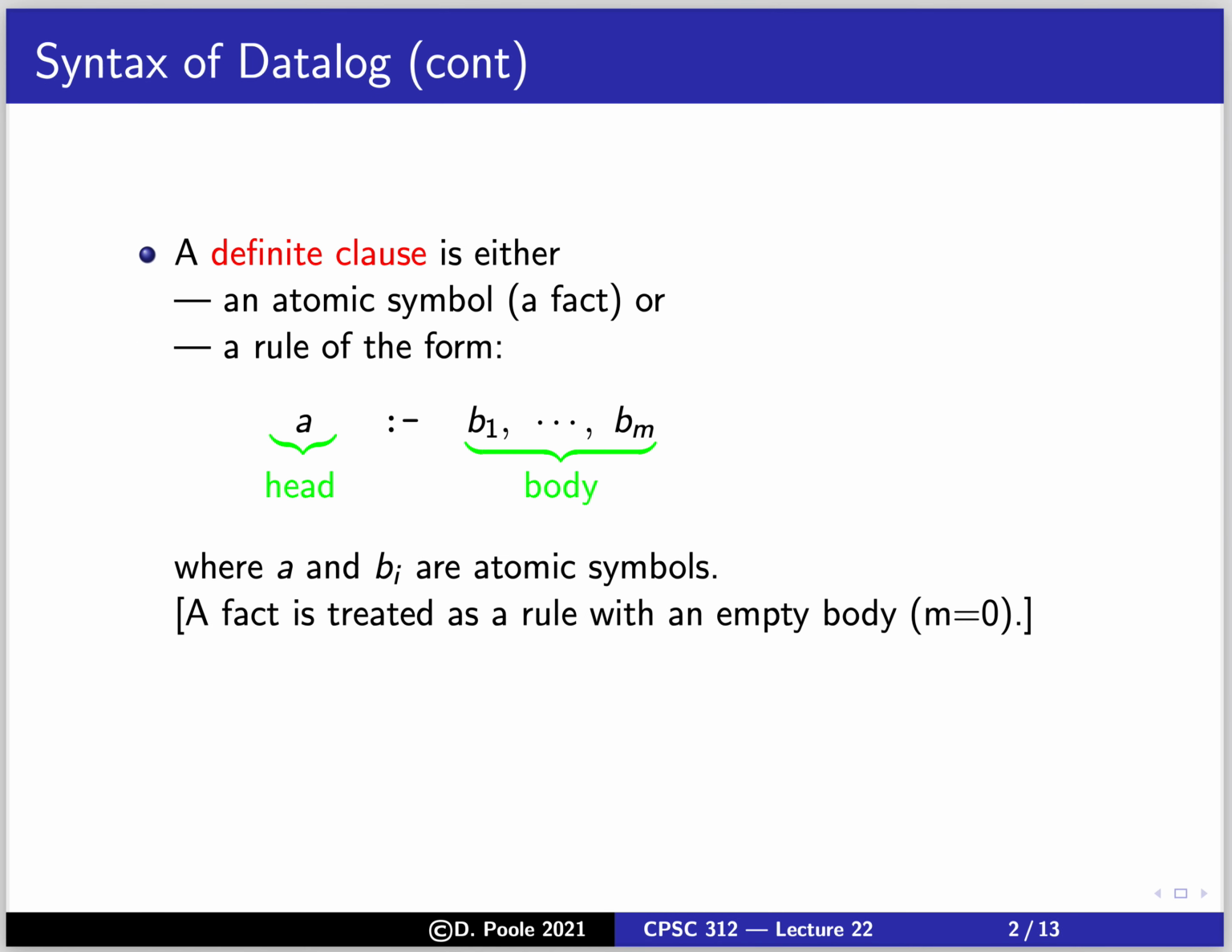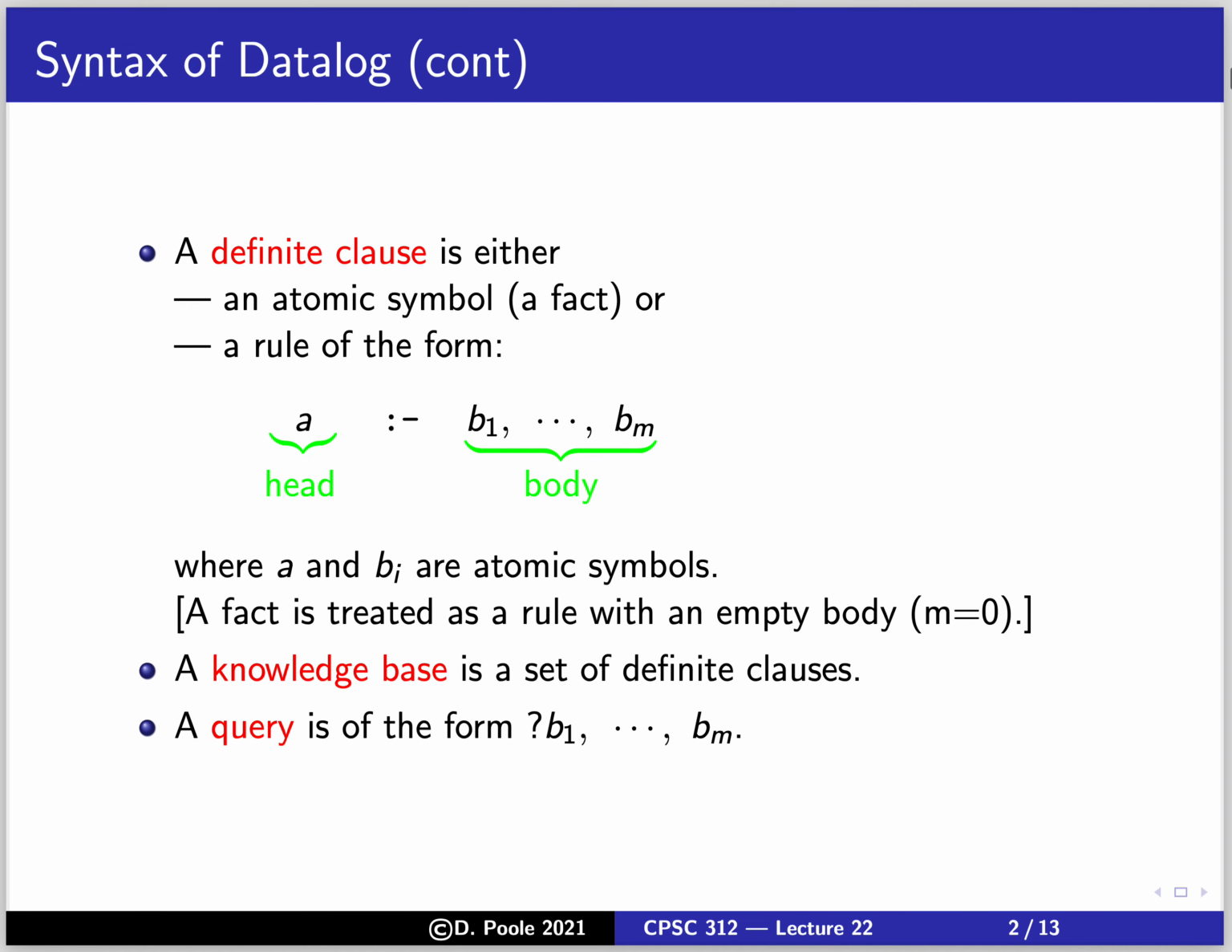So that's the syntax, and the definition of a clause is the same as before. A clause is either an atomic symbol, which is just a fact, so it's just an atom, or a rule of the form A if B1 to Bm, where A is the head, which is an atom, and these B's are all atoms, atomic symbols. And a fact, when we define the semantics, is the same as a rule with an empty body. It's going to mean empty body.